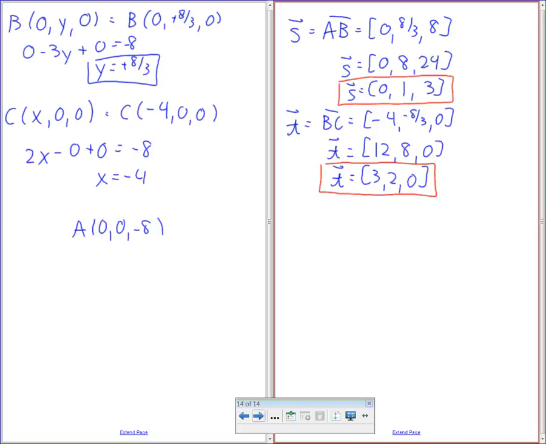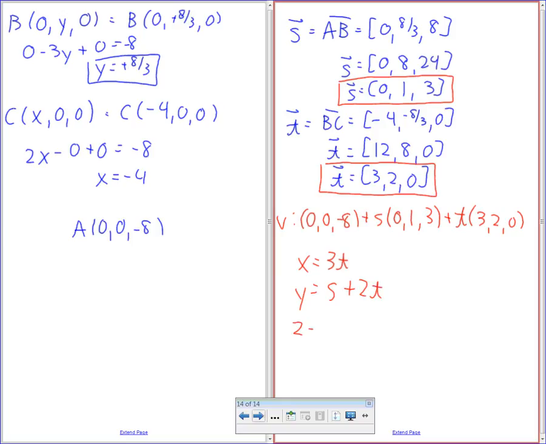So as far as my vector equation, I'm going to choose 0, 0, negative 8, plus S, 0, 1, 3, plus T, 3, 2, 0. X is equal to 3T. Y is equal to S plus 2T. And Z is equal to negative 8 plus 3S.